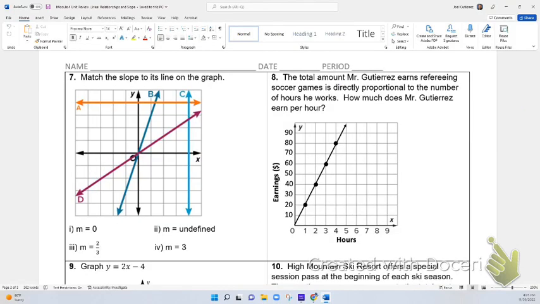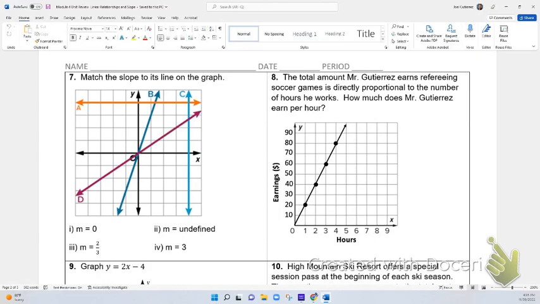Moving on to question number 7, they want us to match the slopes to the line on the graph. Okay. So you'll notice there's a bunch of different lines here. There's line A, B, C, and D. And then down here, we gave you the different slopes, and we just have to match. So the first one says, which one has a slope of m equals 0?